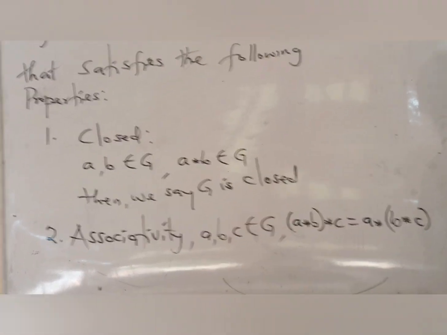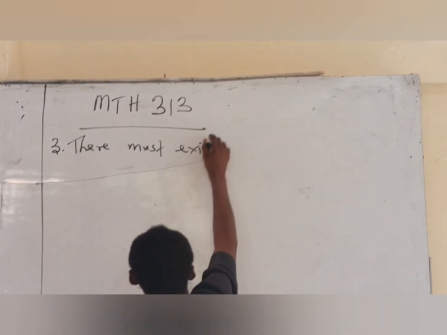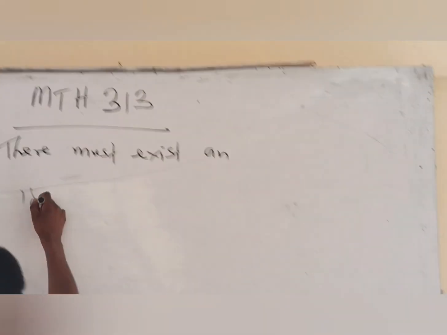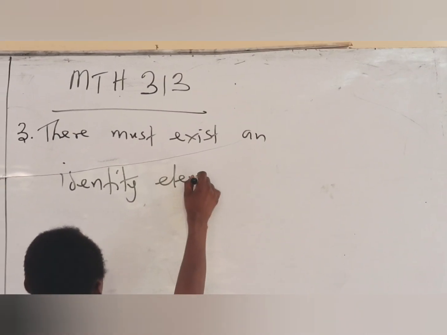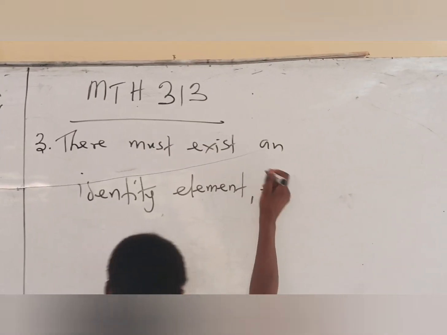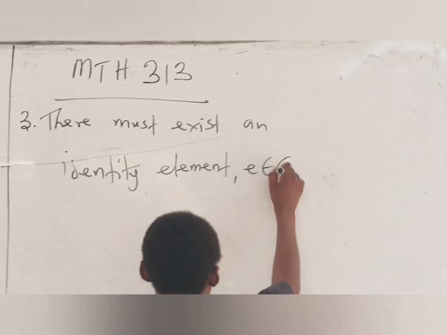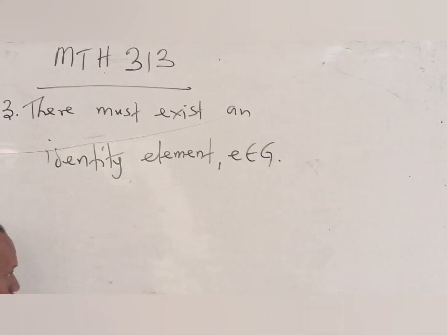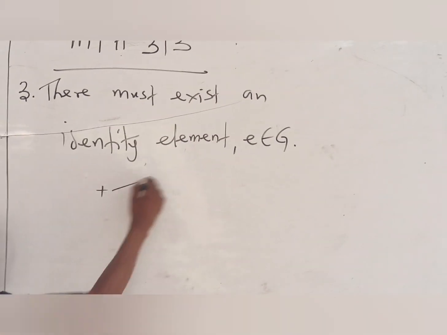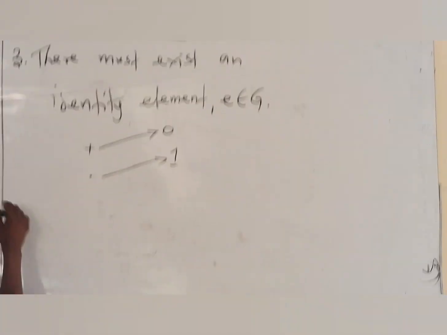So the third property, identity element. There must exist an identity element, say E, in the given group. So we all know that the identity element for addition is what? Right. So you should know that.